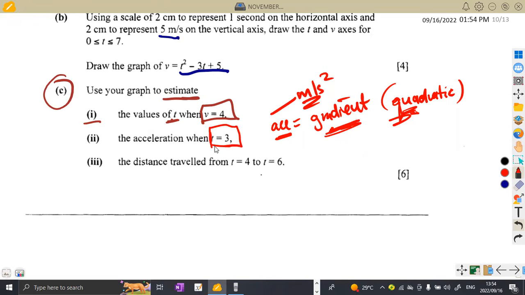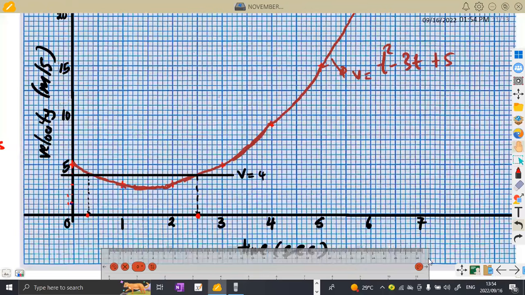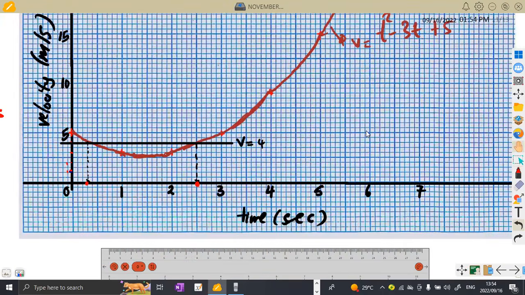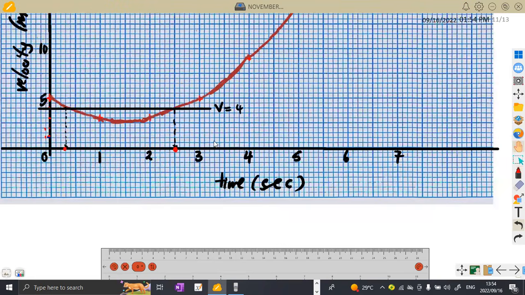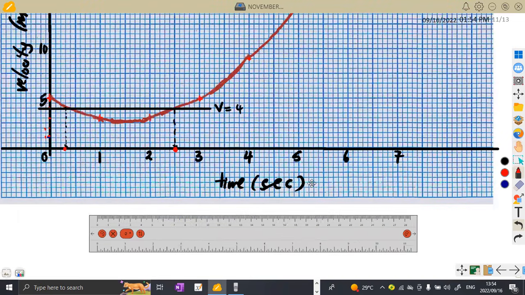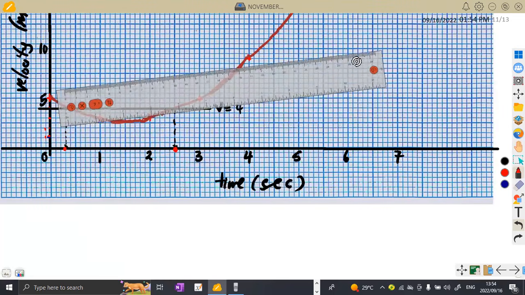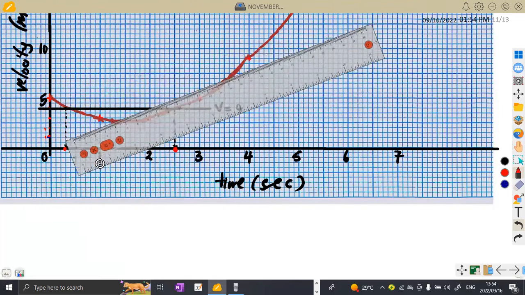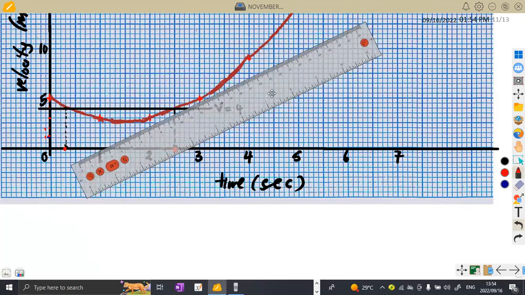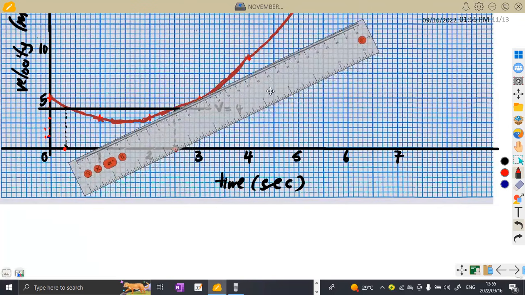Remember how to calculate gradient? You draw a tangent at this point where t is equal to 3. Then from that tangent, we can determine our gradient. So this is t is equal to 3. Where this meets the graph, it meets the graph at this point. So we're going to draw a tangent to that point. Remember, a tangent just touches the graph. It does not enter inside. So it's just like this. Okay, so that's my tangent.